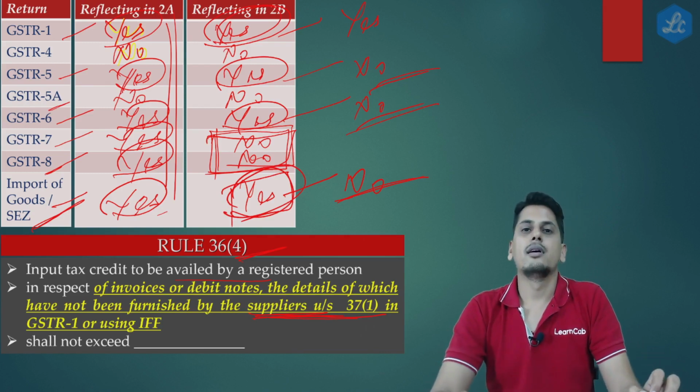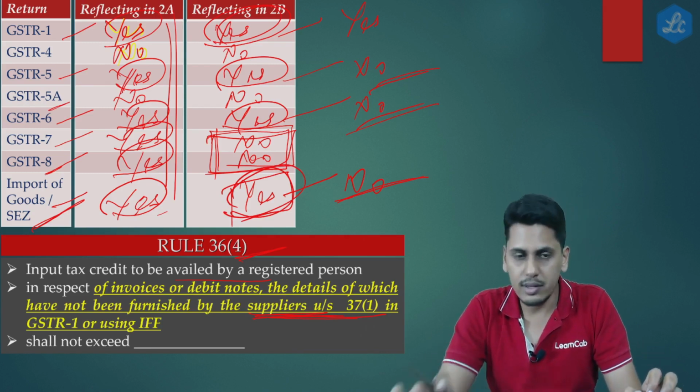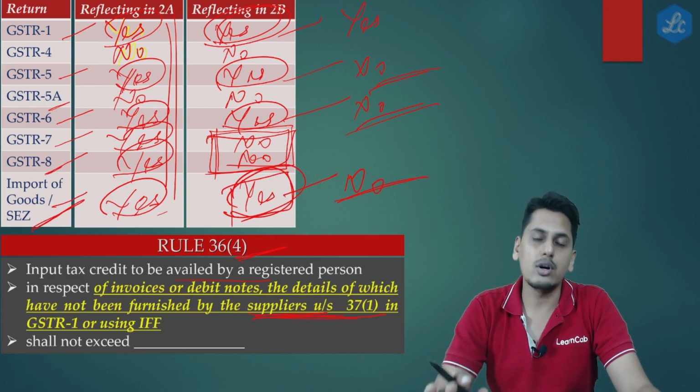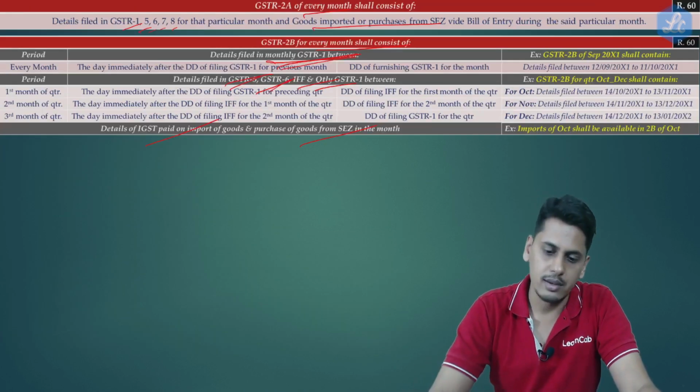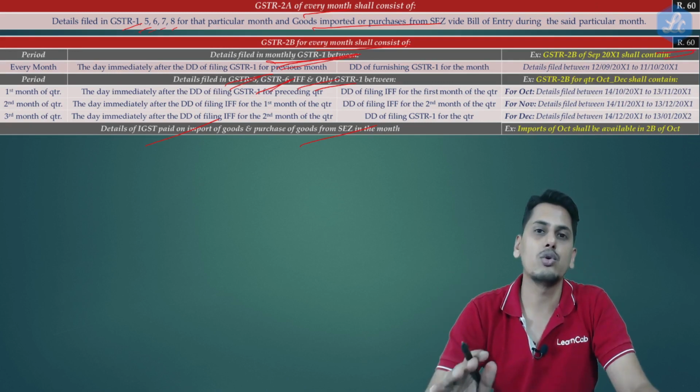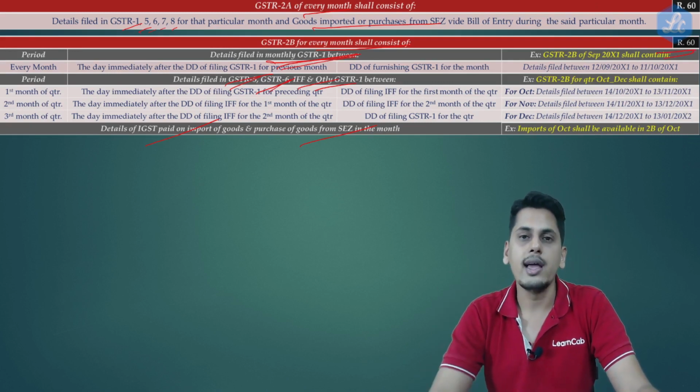So friends, if you remember this slide, it is much more than sufficient. What is the source of reflection in 2A and the source of reflection in GSTR 2B? By this, we conclude the discussion on rule number 60, GSTR 2A and GSTR 2B.